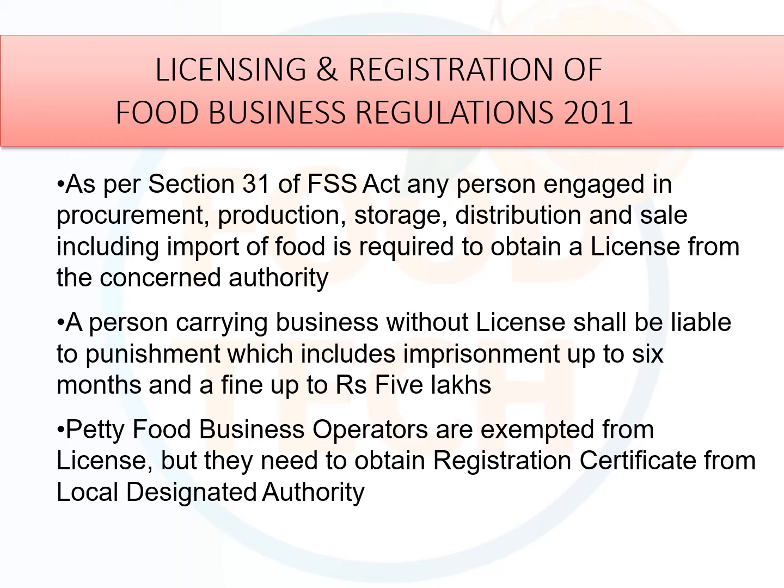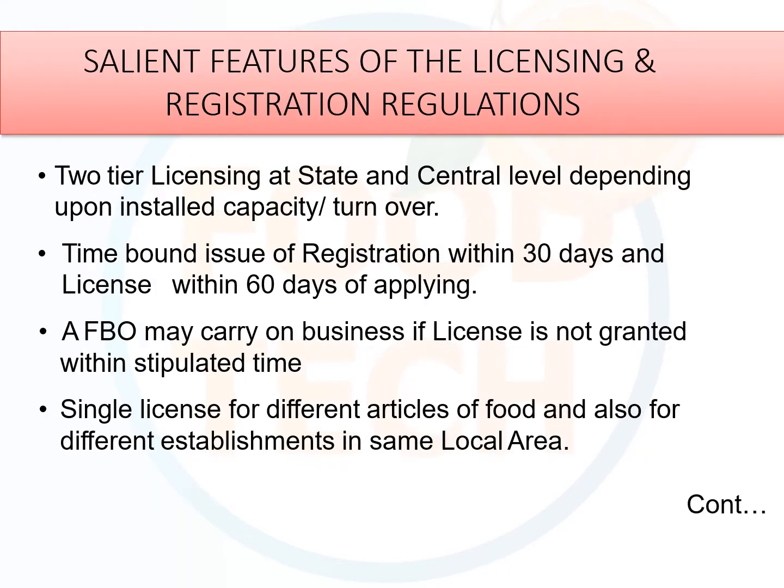So another thing is that there are three authorities, as I mentioned earlier, who are responsible for food licensing and registration of food business. These three authorities are the registration authority, the state licensing authority, and the central licensing authority. These are the three authorities responsible for licensing and registration of food business. Some of the other salient features of licensing and registration regulations: it is a time bound issue.